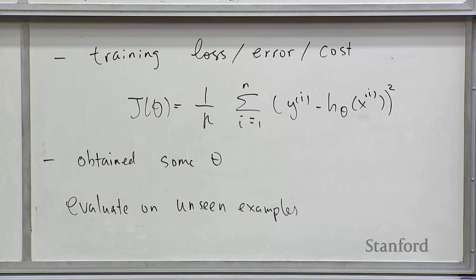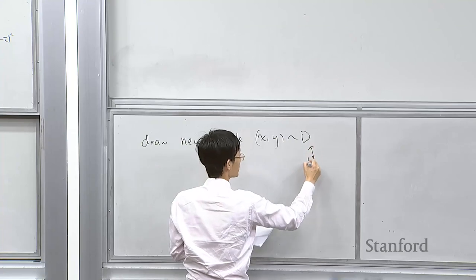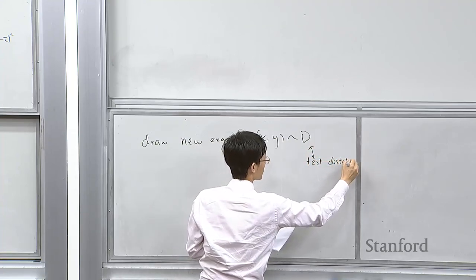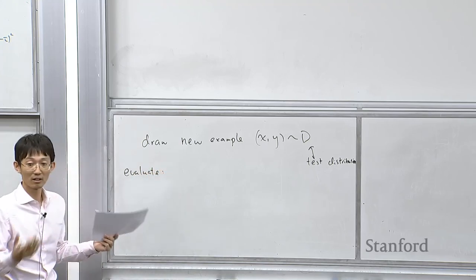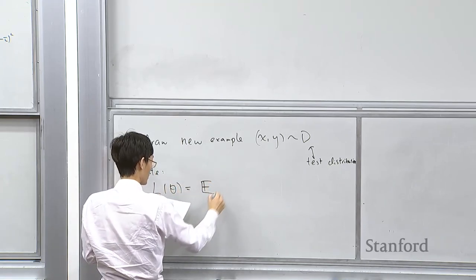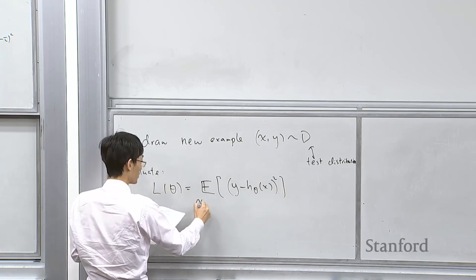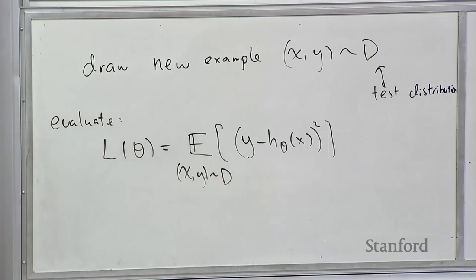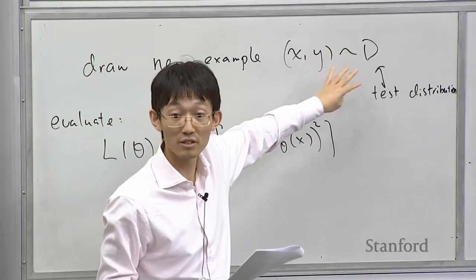And I'm going to use this notion. Suppose the process is that you draw some new example x, y from some distribution D. Often this is called the test distribution. And then you evaluate the expected loss on this new test example. So you look at L theta, which is the expected loss, and the expectation is over the randomness of this new example drawn from this test distribution. What's important is that this x and y is not seen in the training. It's a new, fresh example.